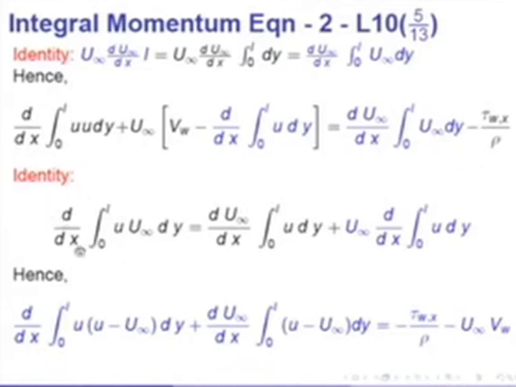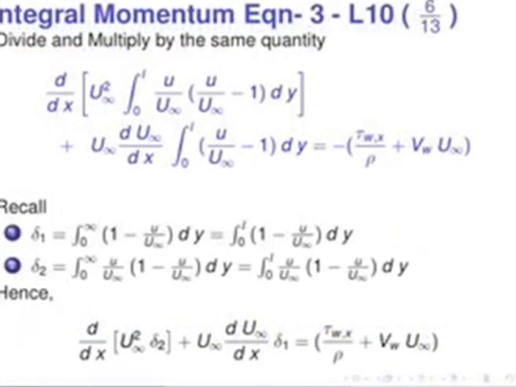Now, consider the identity d by dx of a product: d by dx integral 0 to L u dy plus u infinity d by dx integral 0 to L u dy, and this is precisely the term you see here. So, I am going to replace here. If I do that, then you will notice that I can write this equation in this manner: d by dx 0 to L u into u minus u infinity dy, which is this term, plus du infinity by dx into 0 to L u dy, which is this term, and then this term which is minus u infinity into dy, and then minus tau of x divided by rho, and minus u infinity into Vw.